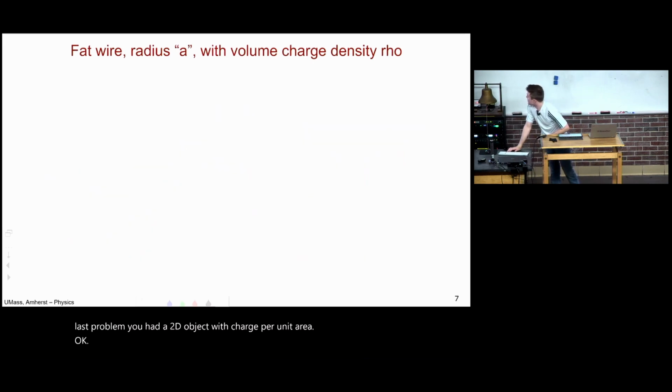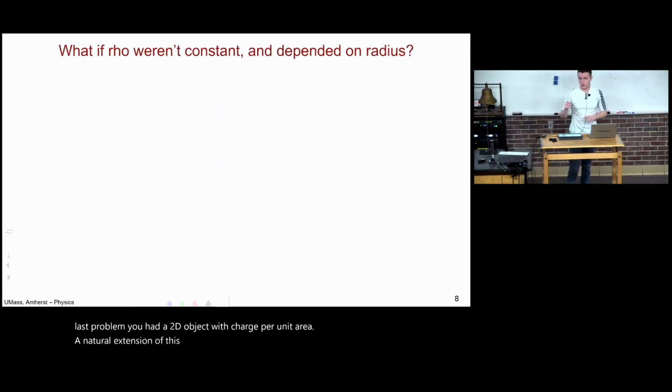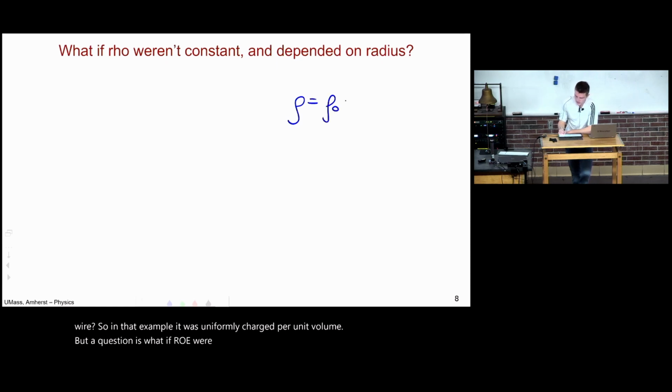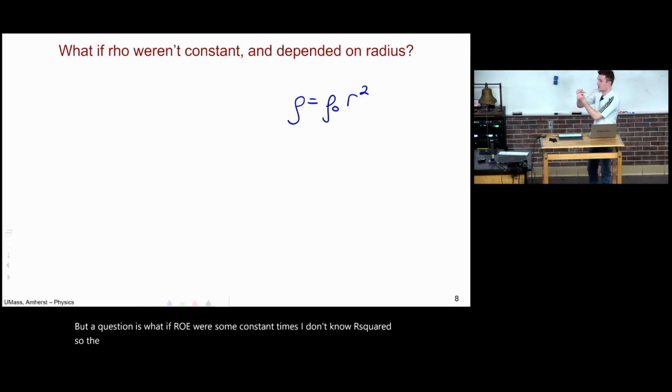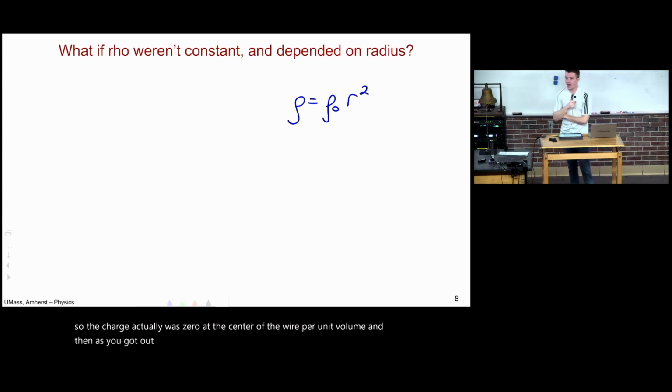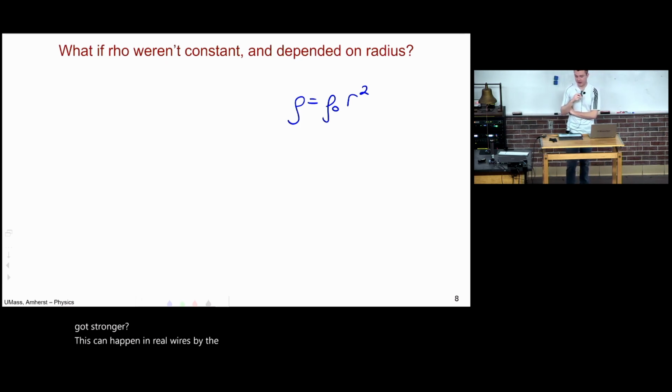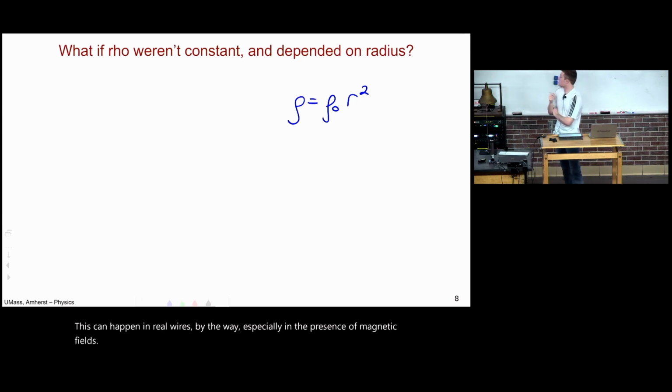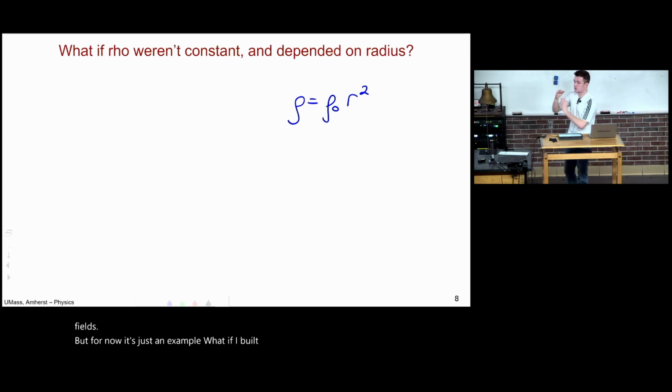So a natural extension of this is, what if rho was not the same everywhere in the wire? So in that example, it was uniformly charged per unit volume. But a question is, what if rho were some constant times, I don't know, r squared? So the charge actually was 0 at the center of the wire per unit volume, and then as you got out further, the charge per unit volume actually got stronger. This can happen in real wires, by the way, especially in the presence of magnetic fields. But for now, it's just an example. What if I built a wire with a different spread of the charge?